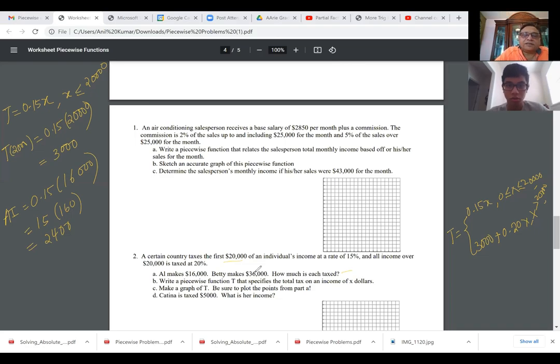Okay. And for 36,000, we have to use the second equation because it is more than 20,000, correct? So for Betty, it will be 3,000 plus 0.20 times x minus the first 20,000. So the excess over 20,000 is 16,000, correct?